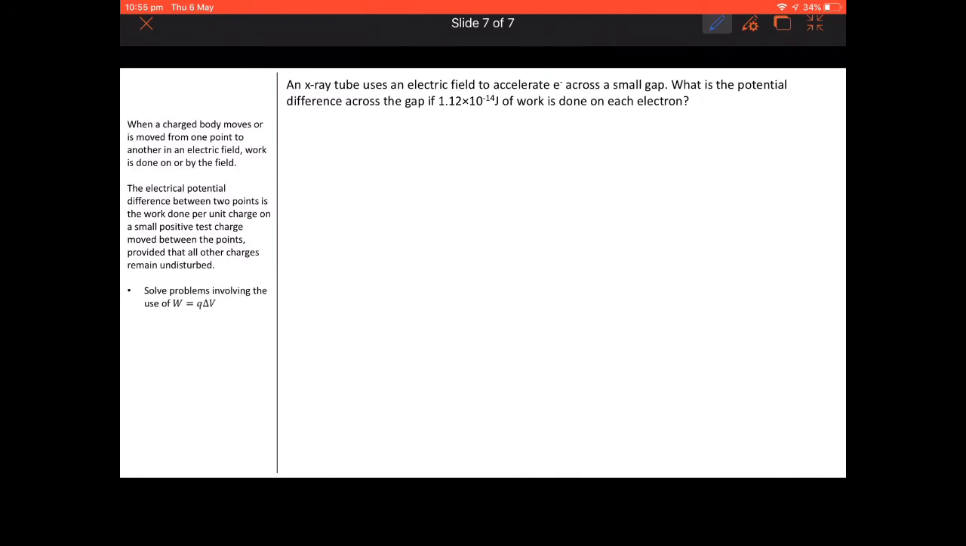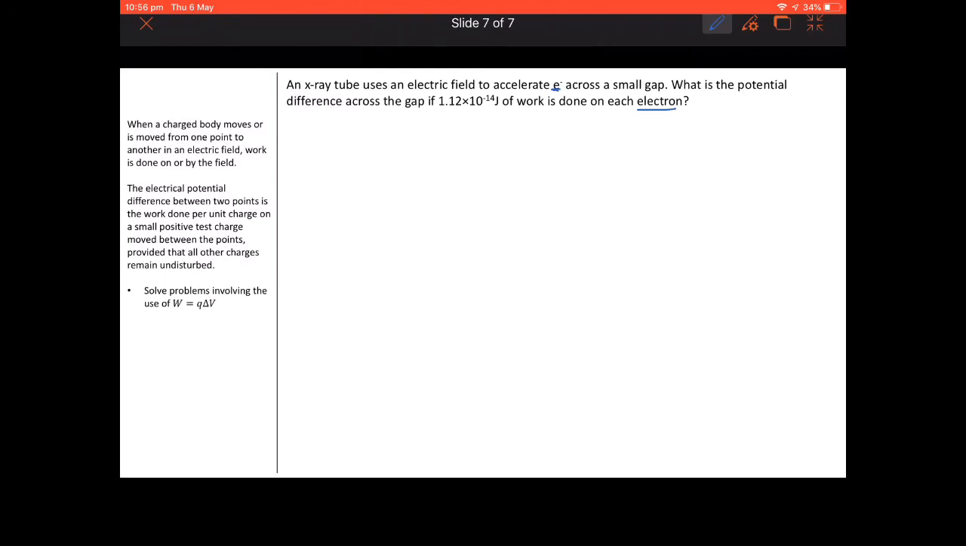Another example is an X-ray tube that uses an electric field to accelerate electrons across a small gap. What is the potential difference across this gap if 1.12 by 10 to the negative 14 joules of work is done on each electron? Just heads up, if you see this e to the minus, that's just my symbol for electron. For some reason I've written the word electron here. Sorry for the inconsistency, but if you do see that e minus, it just means electron.